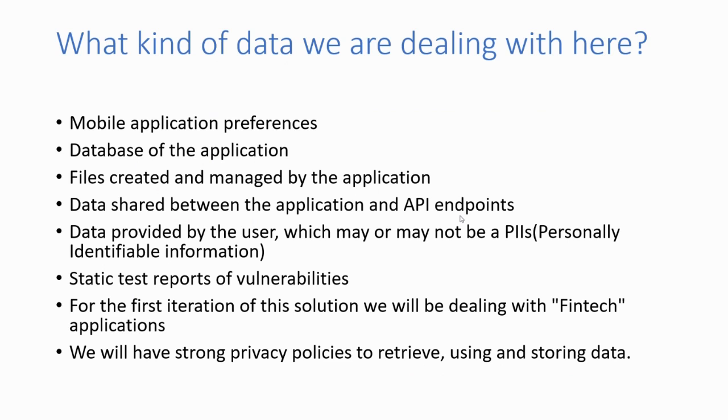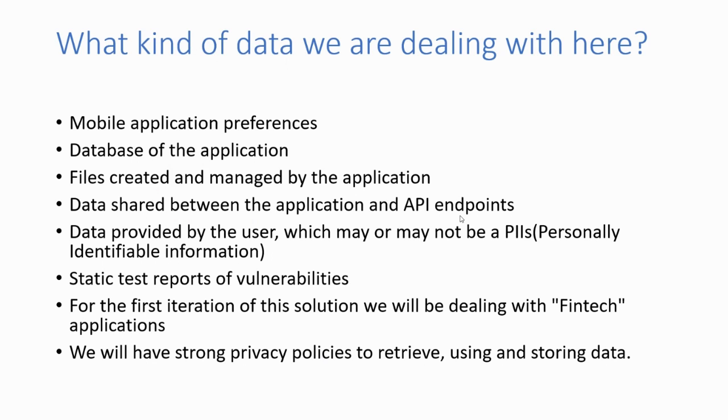Okay, so let's see what kind of data we are going to deal with here, which will be given as input to our software agent. We will start with the mobile application preferences, which are like key-value pairs, and the database of the application. In mobile, we usually use SQLite, though a different database can also be used. Then the files created and managed by the application, and the data shared between the application and the API endpoints. So what API calls are used in the application, and the data provided by the user, which may or may not be PII. PII is nothing but personally identifiable information.